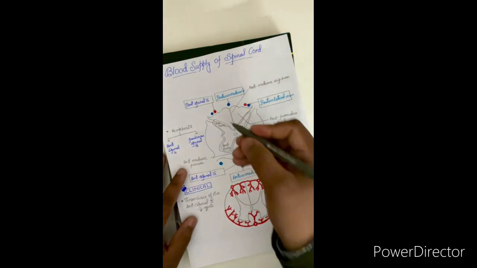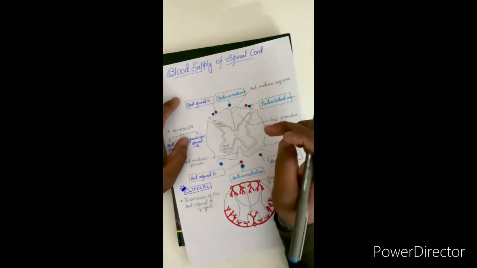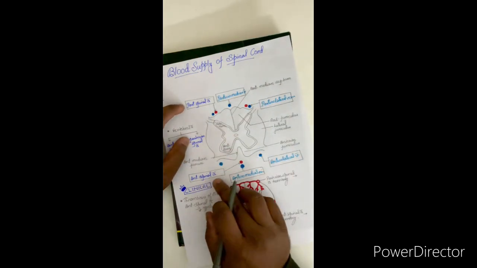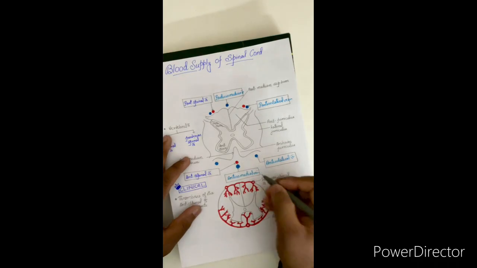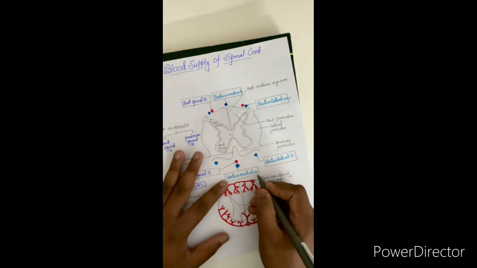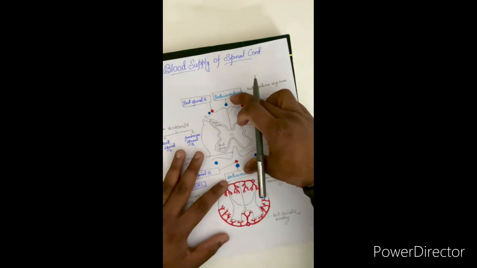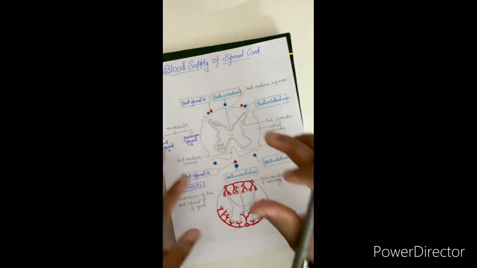This is the complete blood supply of spinal cord. Arterial supply is derived from three longitudinal arteries. Anterior spinal artery is unpaired. Posterior spinal artery is paired. And venous supply is from the six longitudinal veins: anteromedian vein and posteromedian vein, which are unpaired, and posterolateral vein and anterolateral vein, which are paired.